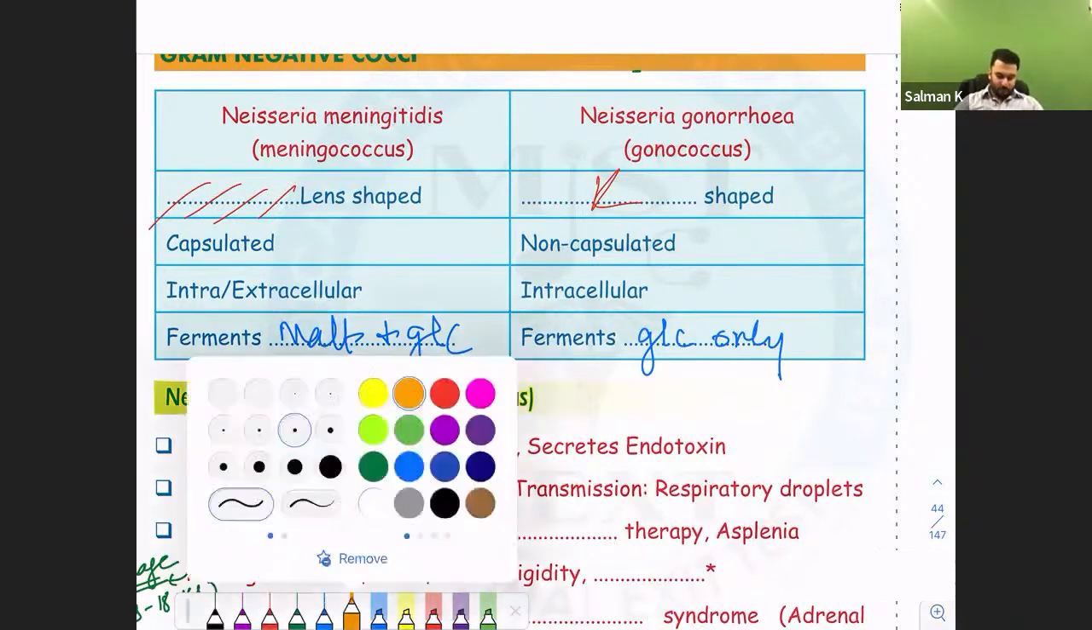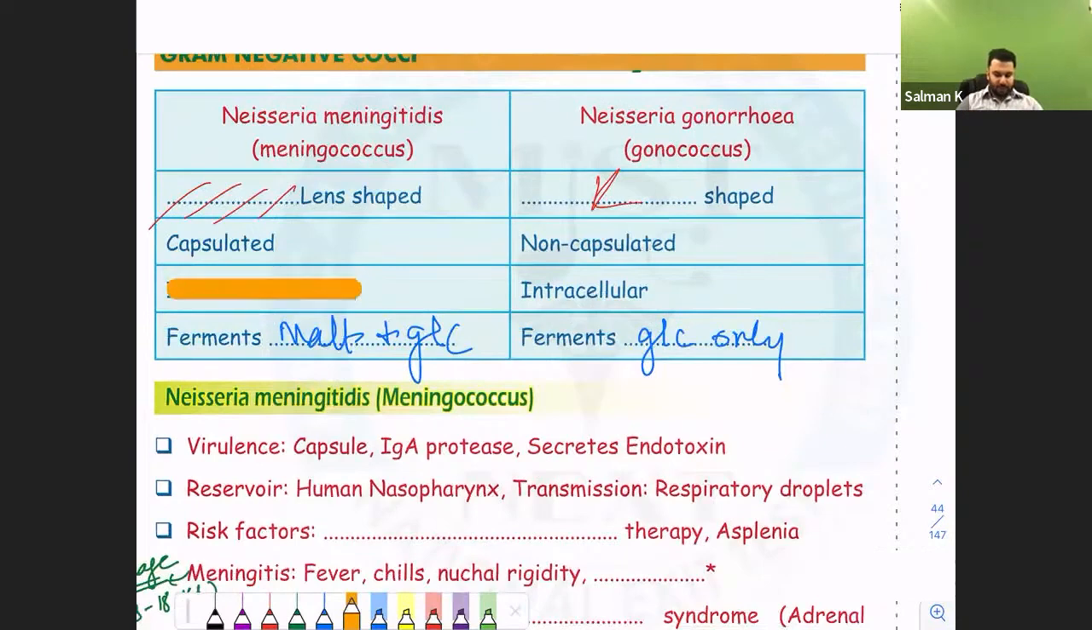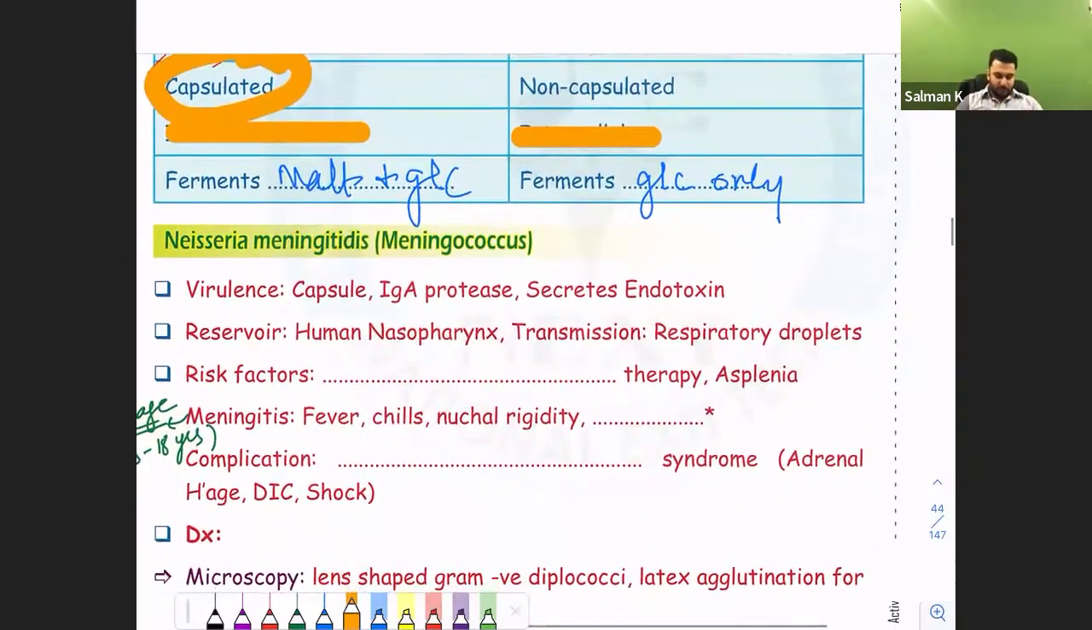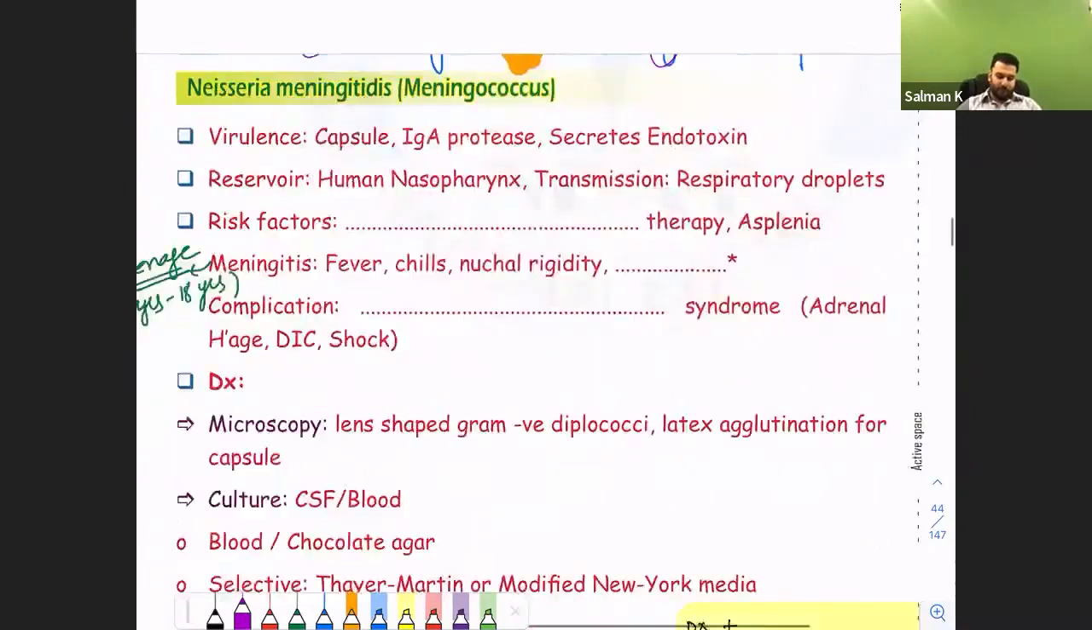Now, since one of these causes meningitis, it will have a capsule and the other will not. So who's causing meningitis? Neisseria meningitidis, hence it is capsulated. These become important identification properties: Neisseria meningitidis ferments maltose and glucose. Just a hint: M for meningitidis, M for maltose and glucose, whereas G for gonorrhea, G for glucose only.